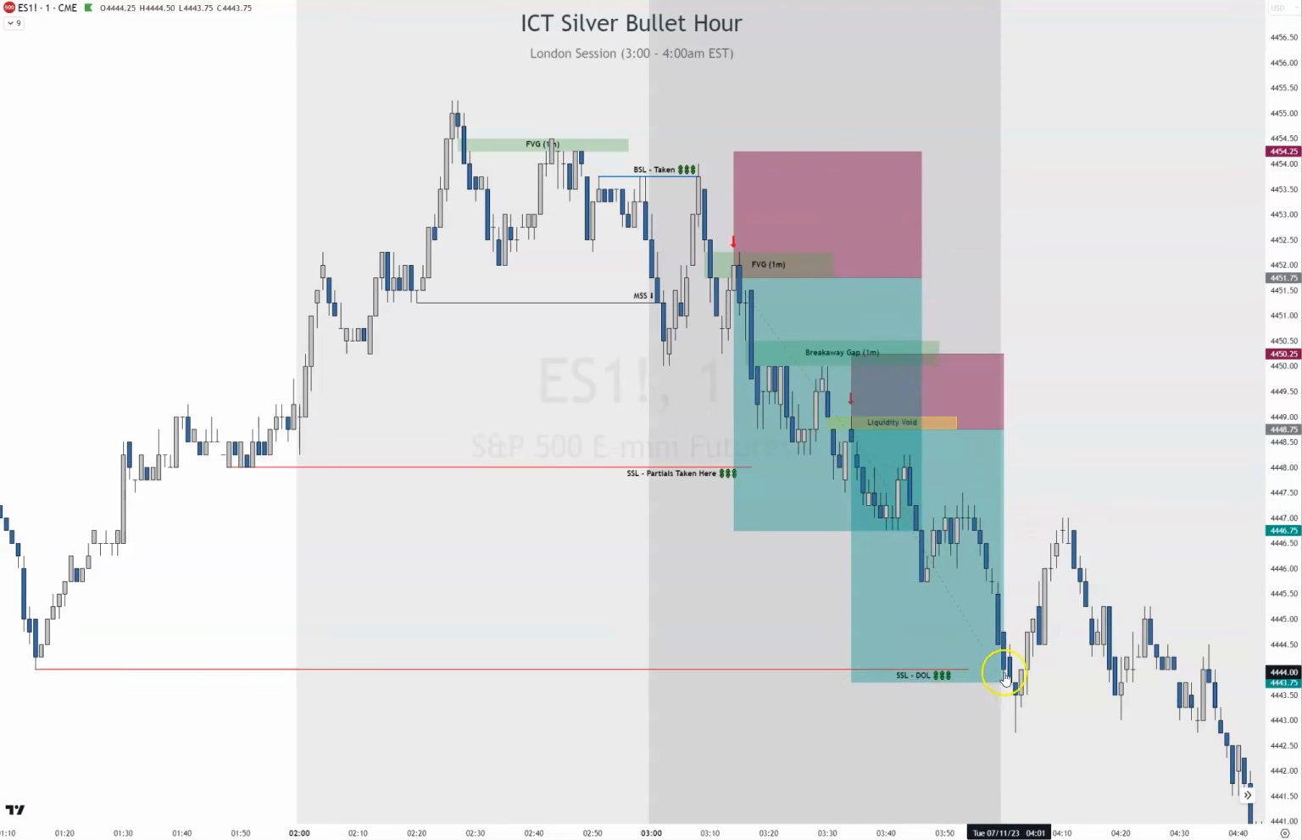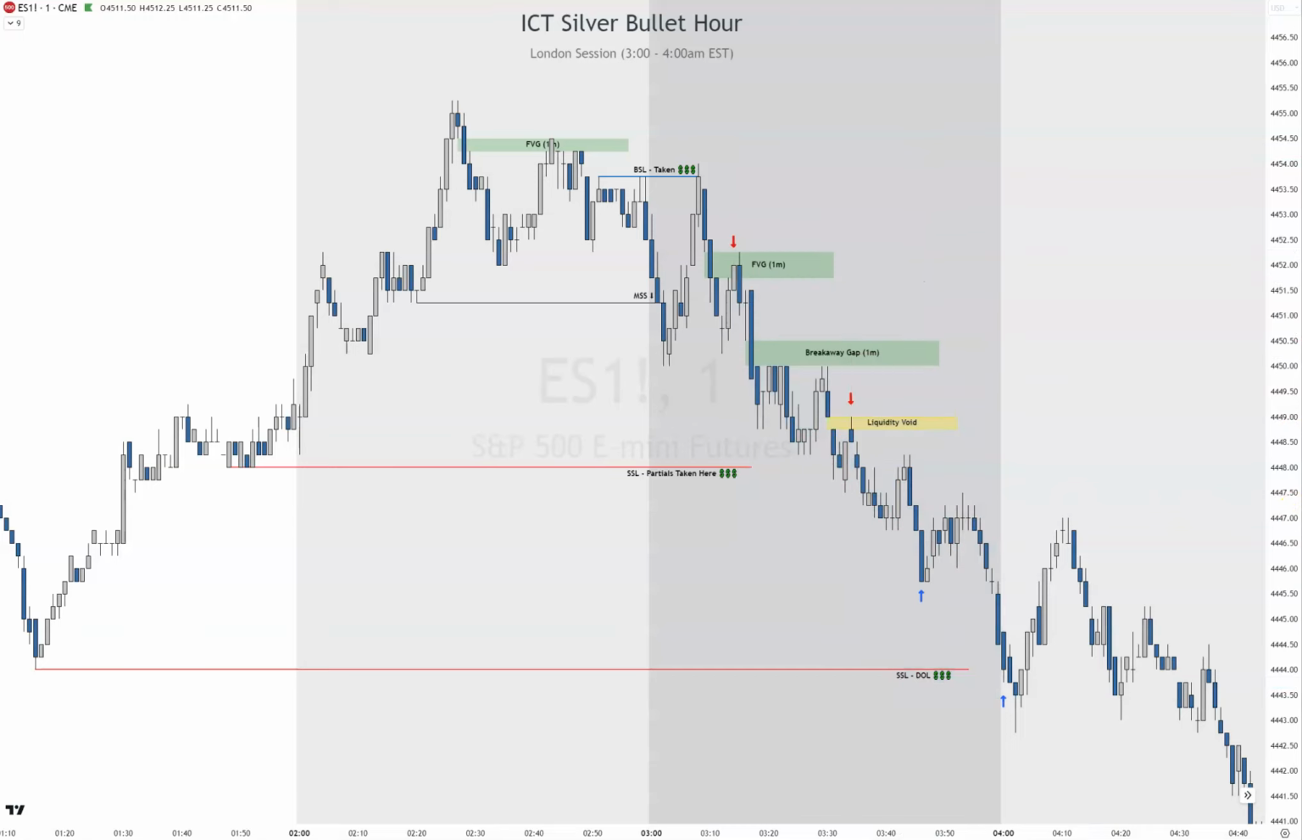And price comes back down, and then our first target was hit right there, taken out right there, and then price came up, came down, and took out our second order right there. So that is your 2 silver bullet trade setups for London on July 11th.